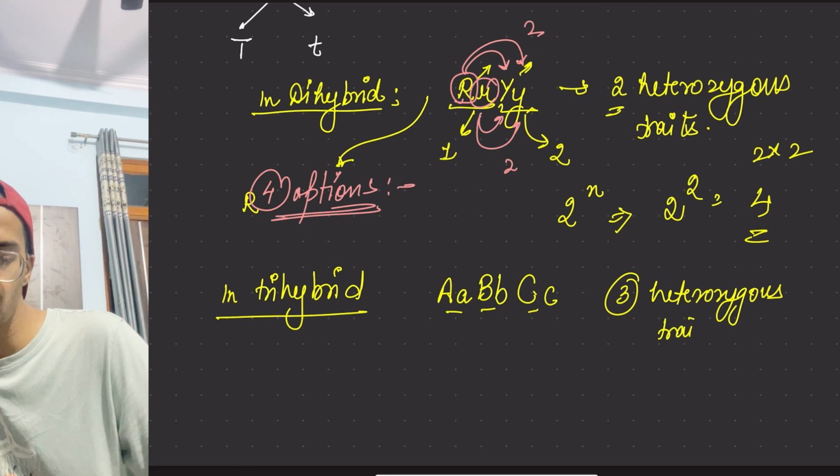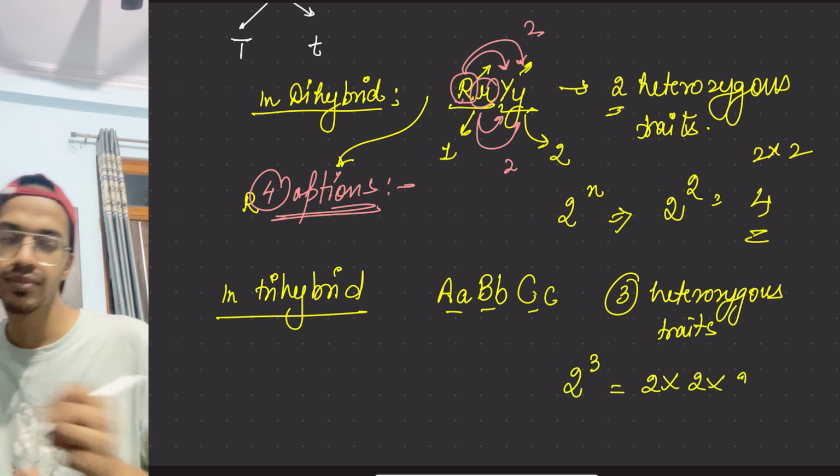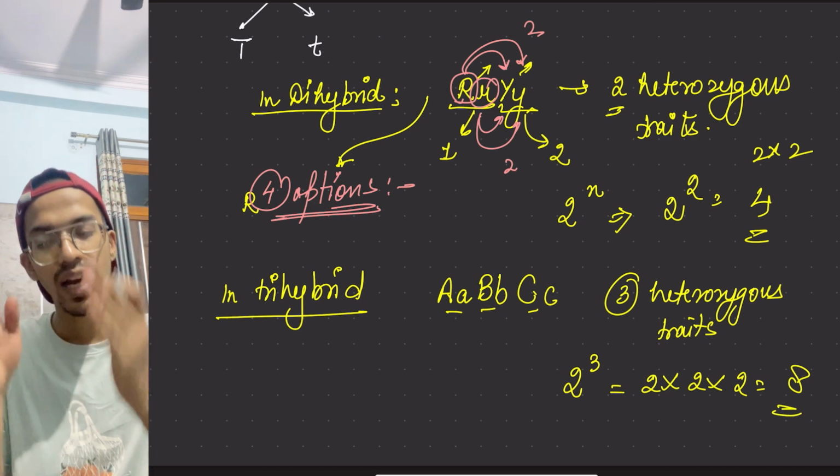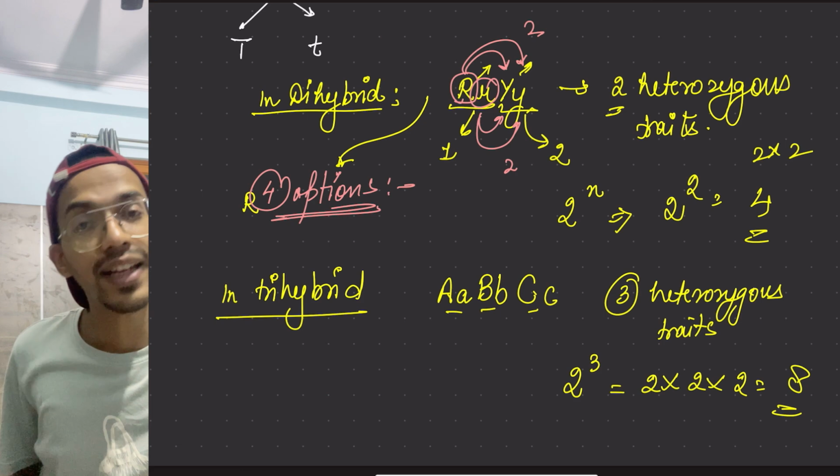Let's put it 2 raised to power 3, that is 2 into 2 into 2, that is 8. Let's see whether there will be 8 or not. We have to confirm it, and this becomes the second question. The second question is what?